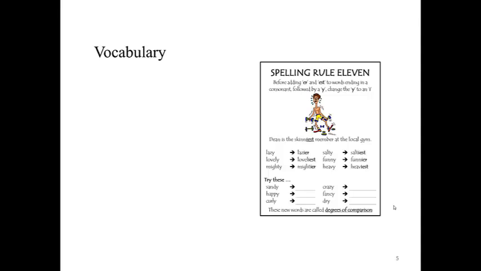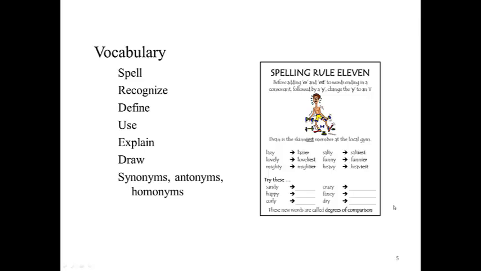Vocabulary consists of a lot more than sight recognition. How would you define knowing a word? Here are some more ideas. Being able to spell it, recognizing it, defining it, using it in a sentence, for example, explaining it to someone else, being able to draw what it means, and knowing synonyms, antonyms, and homonyms.